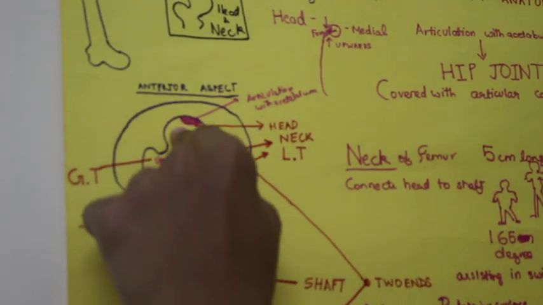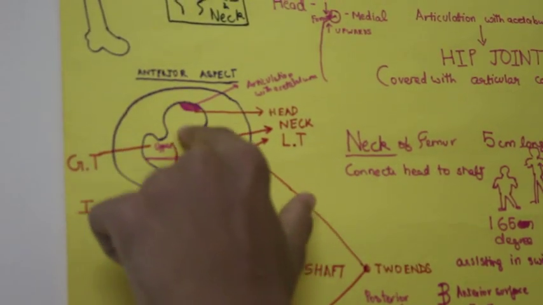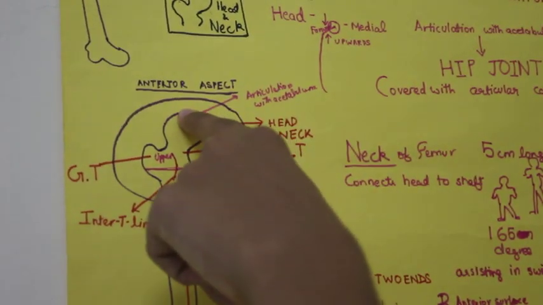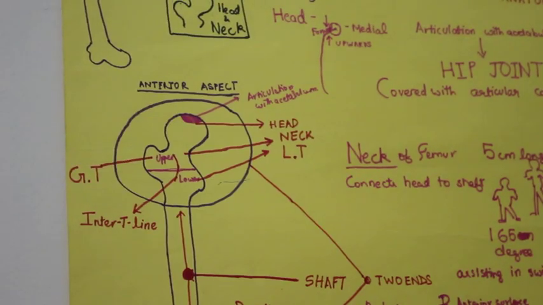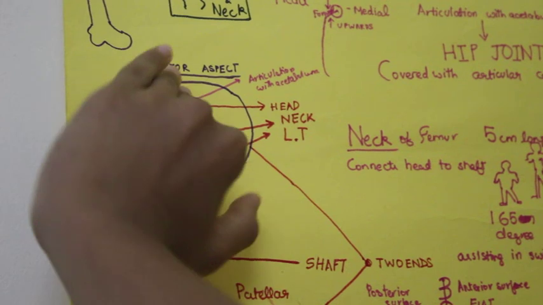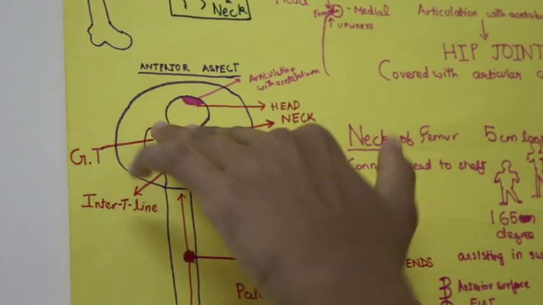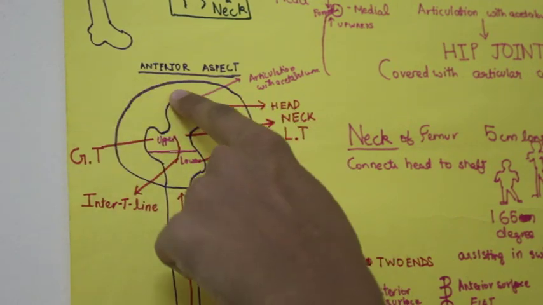This is the point where the head articulates with the acetabulum completely, this full area. I've only marked this much, but it's from here to here. So the acetabulum is a gap formed by... What does medial mean, Bhaiya? Medial means towards the body. So here is the area which articulates with the acetabulum. The acetabulum is the hip area. It joins with the hip.